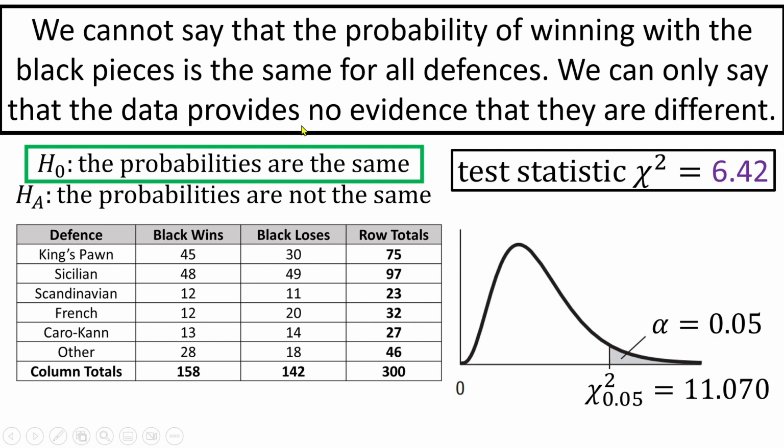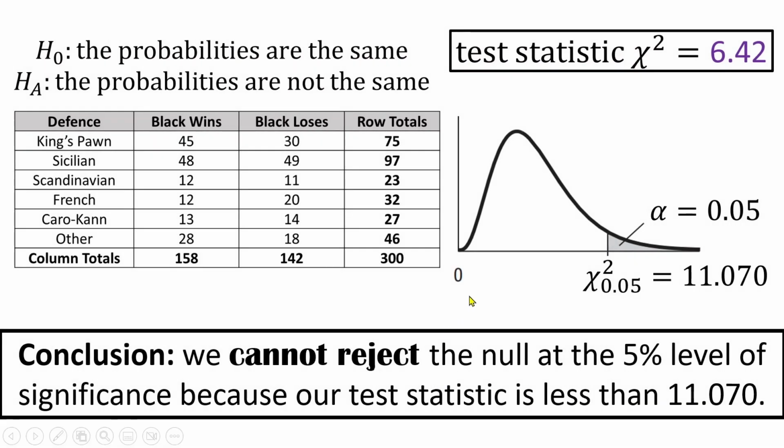So what does that tell us? I had something planned for this and now I'm confusing myself. Let's go back. Let me just go back and see if I can gather my thoughts. So we're not rejecting the null hypothesis, right? So remember the null is that the probability of winning with the black pieces is the same for all defenses.